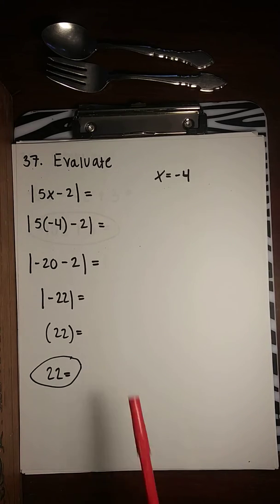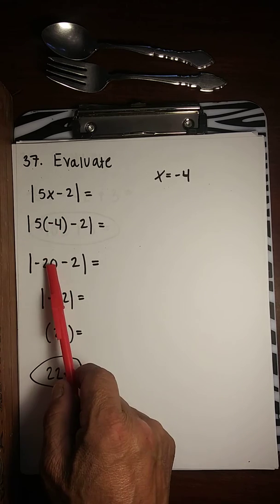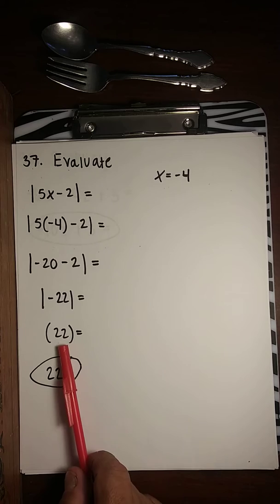Evaluate absolute value of 5x minus 2 if this is the number for x. Put a number in there. 5 times -4, -20 minus 2. Absolute value of -22 is 22, and we're done.